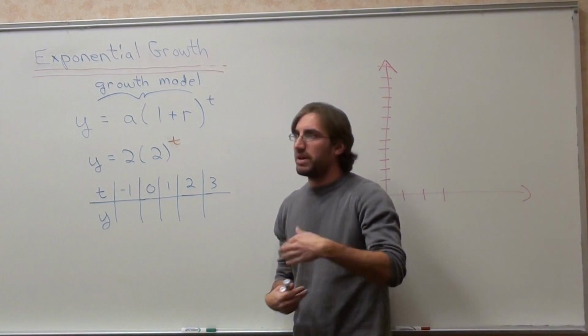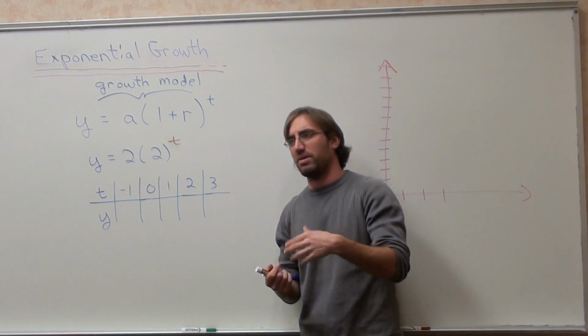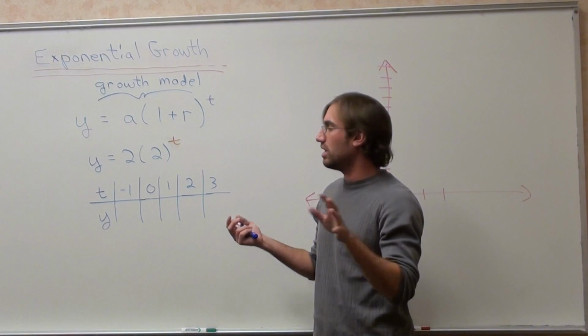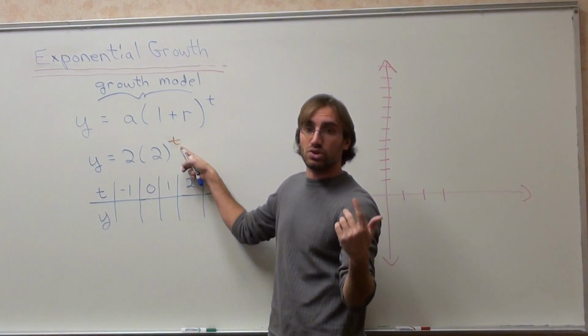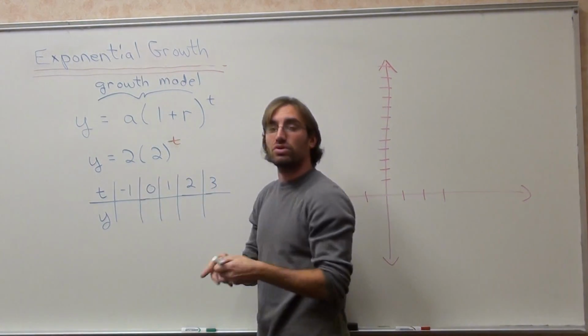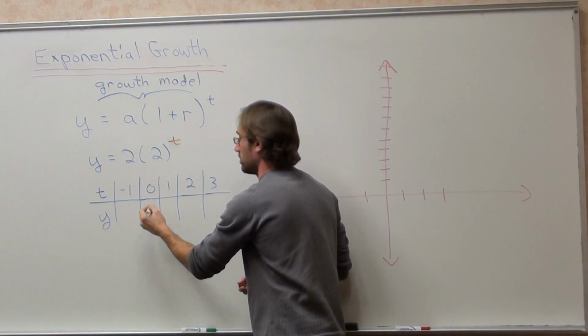So at 0 months, how many mice did I have? Well, how many mice did I have in my problem? How many did I see? I saw 2. But let's go ahead and substitute that in. 2 to the power of 0. Anything to the power of 0 is 1. And then 1 times 2 is 2.